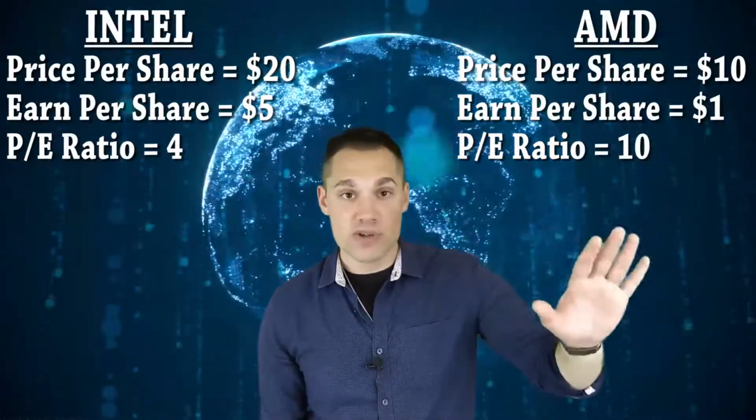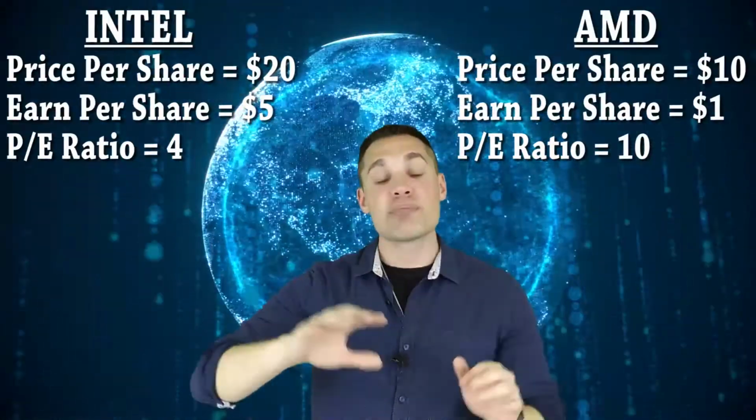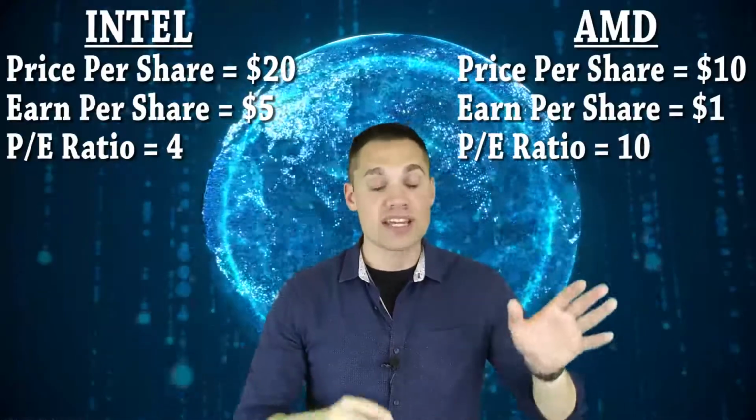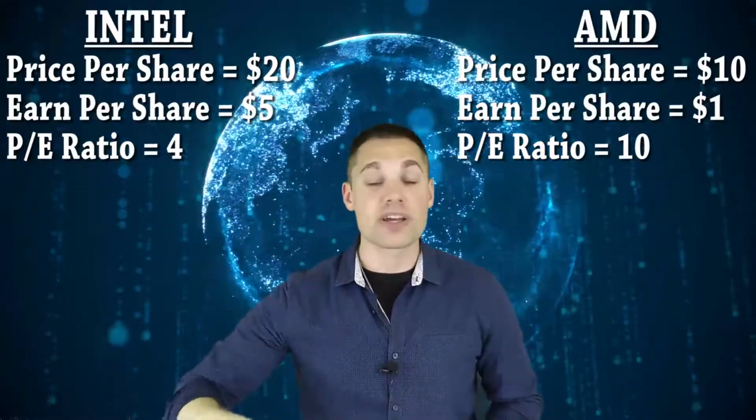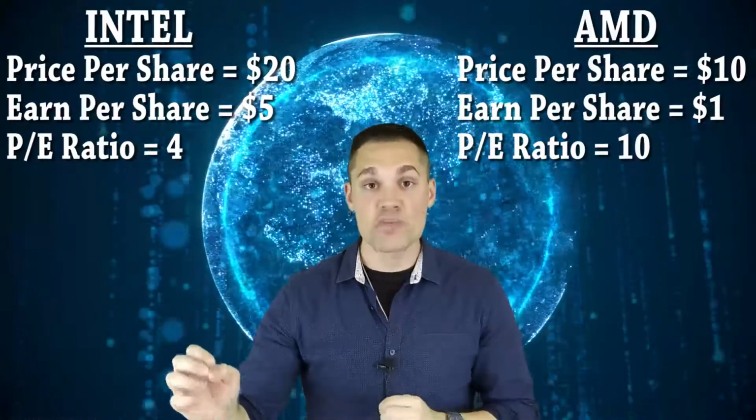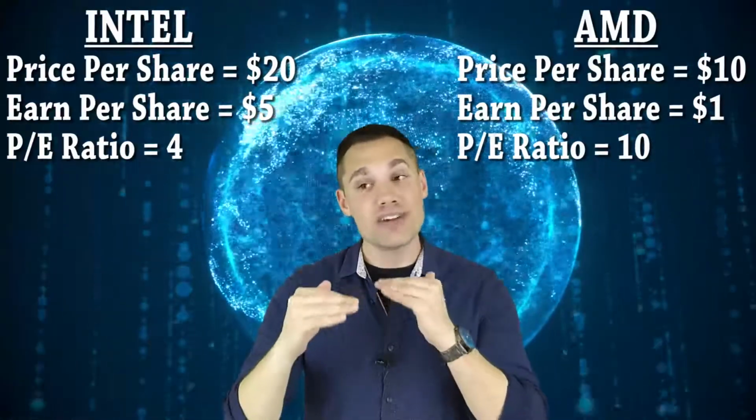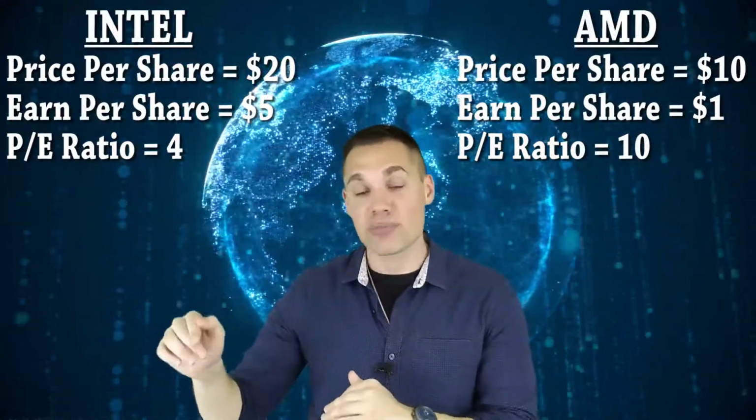So now you've got $10 price per share, and you divide that by the earnings per share of $1, so 10 divided by 1, and you get 10. Okay, so their PE ratio is 10. And this is kind of high in comparison to the next example I'll give for Intel.